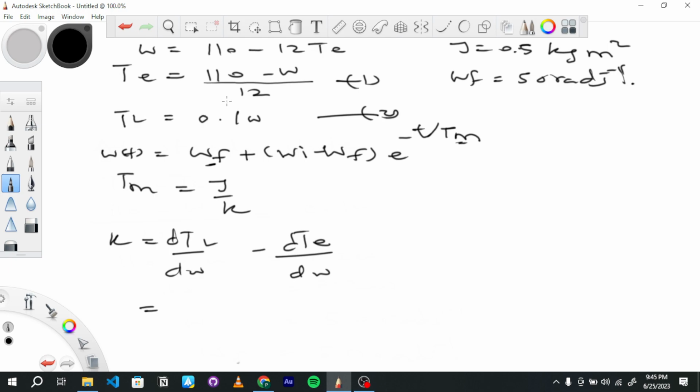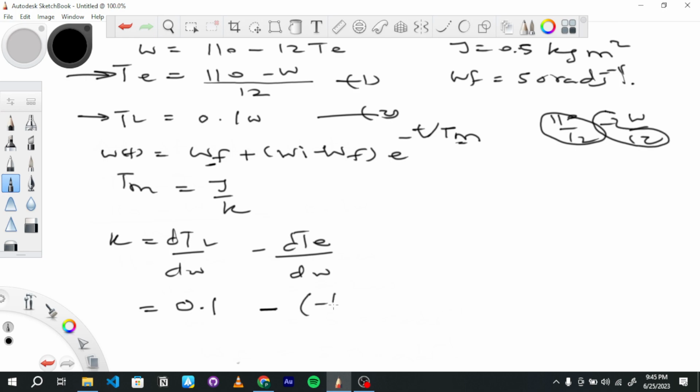So where is dTL d omega? This is the dTL function here. If I differentiate with respect to omega, it becomes 0.1, the coefficient of omega. So 0.1 minus dTe d omega. Differentiate this with respect to omega. I can write this function as 110 over 12 minus omega over 12. Differentiate a constant, you get 0. Differentiate omega, you get the coefficient of omega. So that's negative 1 over 12. So minus negative 1 over 12.